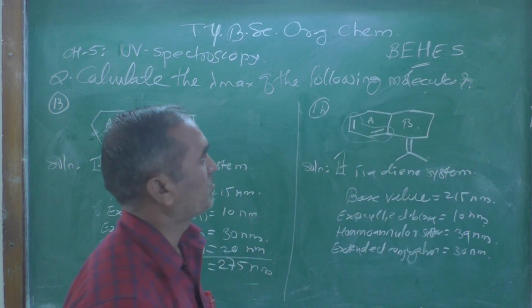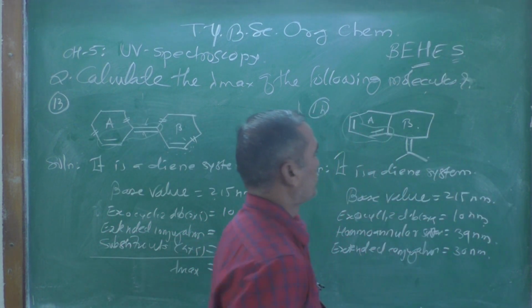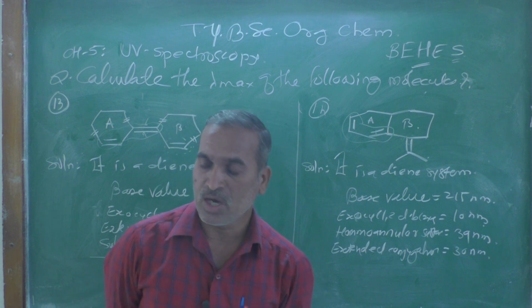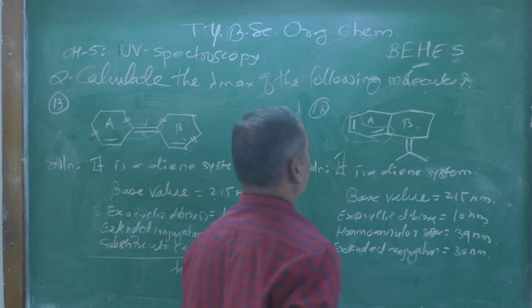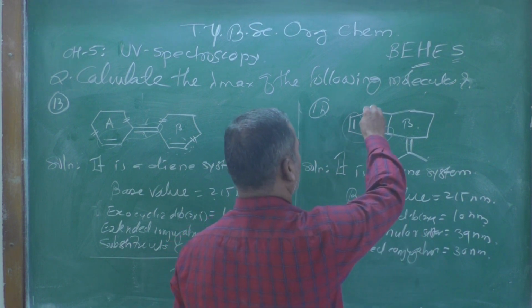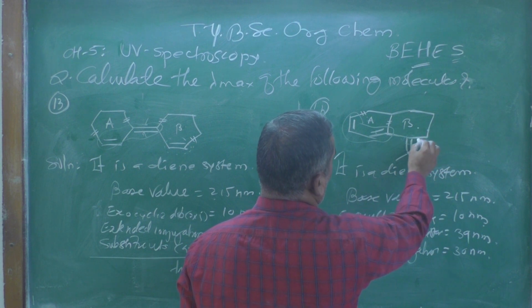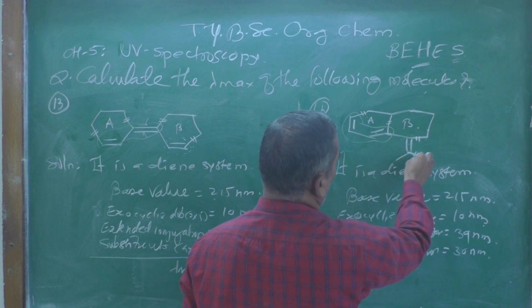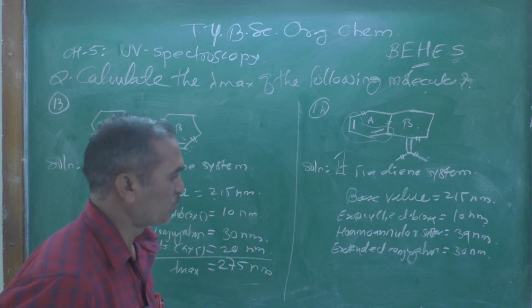Now the last one is the substituent. S stands for substituent. So now carefully count the substituents. How many substituents are present here? You can start from here: 1 substituent, second substituent, here third substituent, fourth and fifth. So there are 5 substituents.